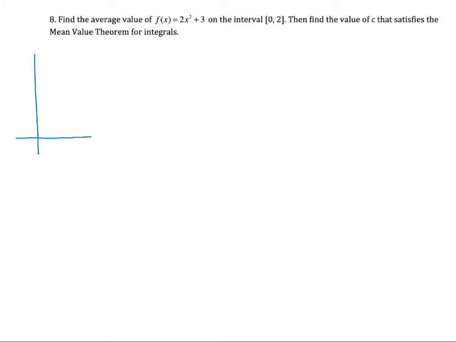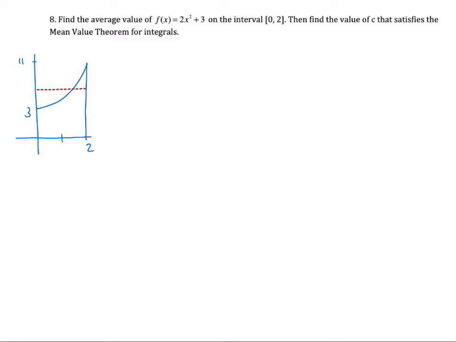So we are going from 0 to 2, and 2x squared plus 3 looks something like this. Okay, and so this would be at 3. And if we plug 2 in there, we would get 2 squared is 4, times 2 is 8, 8 plus 3 is 11. So this is going all the way up to 11 right here. Now, when we go ahead and find this average value, what we're looking for is the value somewhere along here. So we know it's going to be between 3 and 11.